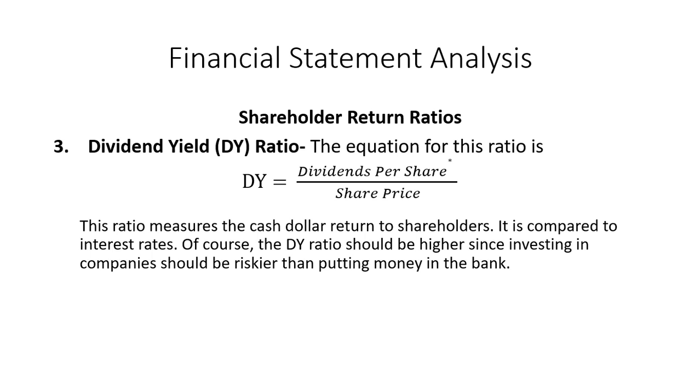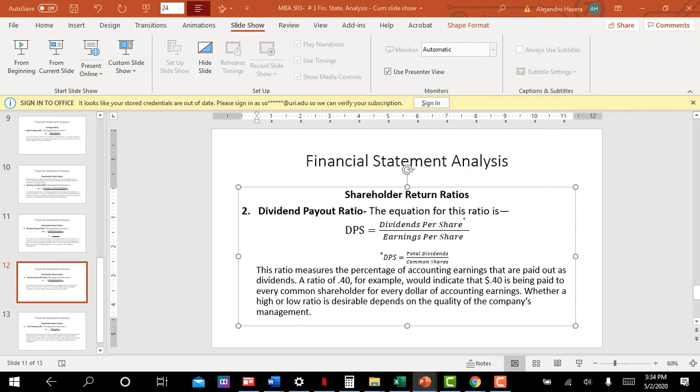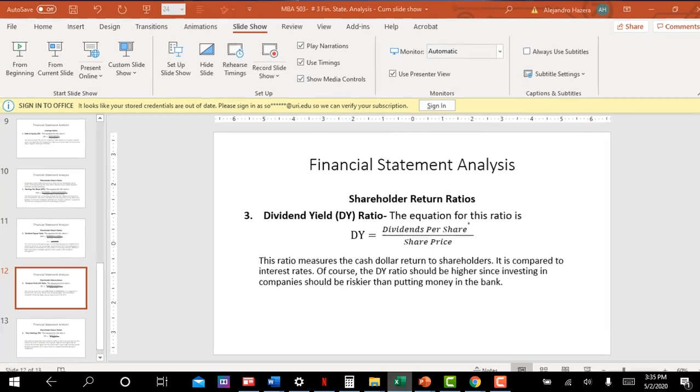Of course, the dividend yield ratio should be higher than a basic bank account, since investing in companies should be riskier than putting money in a bank. Now, what you get with this ratio is a percentage between 1% and 100%, which is 1. And what this tells you is if you invest $1 in the stock, what percentage of cash return are they giving you?